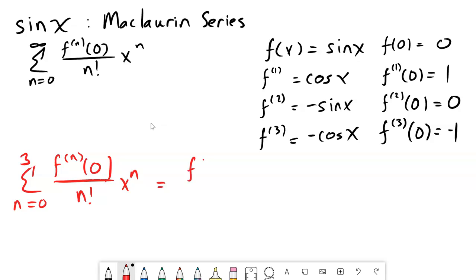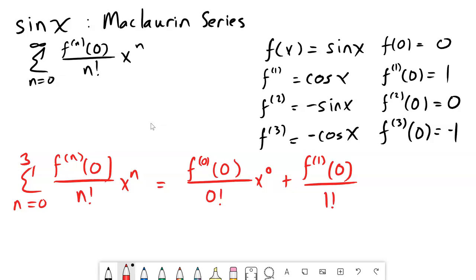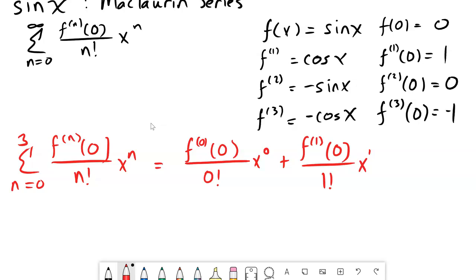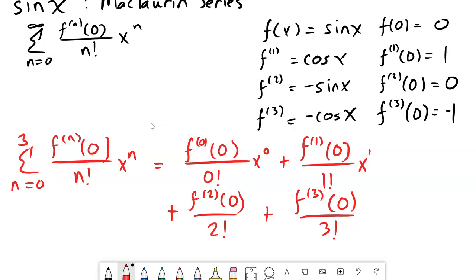So it's the 0th derivative evaluated at 0 divided by 0 factorial times x to the 0th power, plus the first derivative evaluated at 0 divided by 1 factorial times x to the first. And then I have to scroll down here because I'm going to run out of space, plus the second derivative evaluated at 0 divided by 2 factorial, plus the third derivative evaluated at 0 divided by 3 factorial times x to the third, and then I forgot x squared right here.